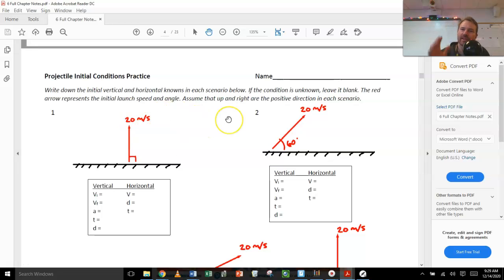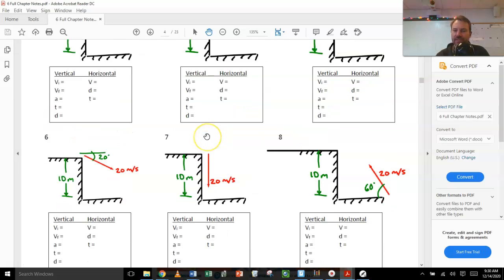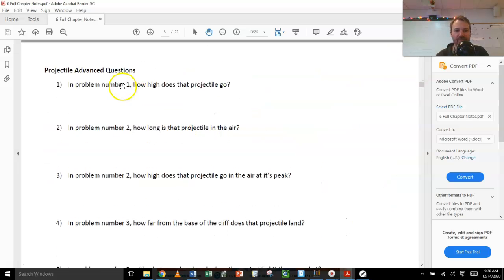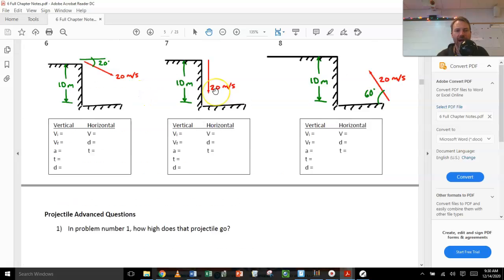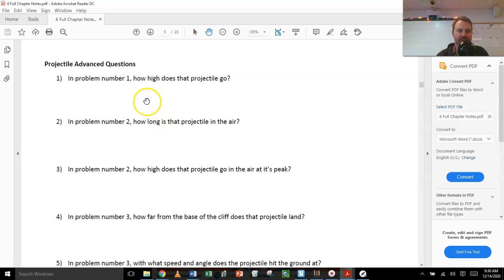So this is a continuation of a video that we saw a different day where I was going through the answer key to these initial conditions. Now I'm going to go on to the advanced questions and talk to you about how I use the numbers that I got here, helping me understand what the answers to these questions are.